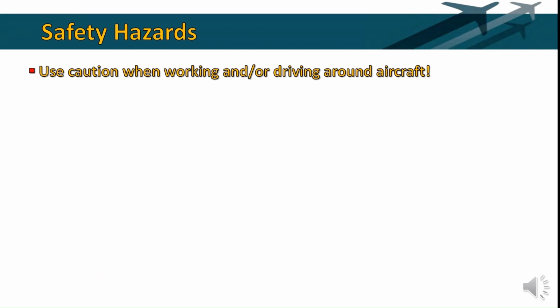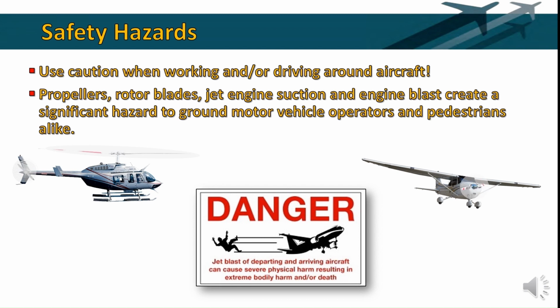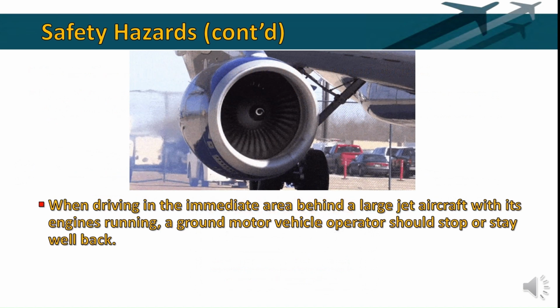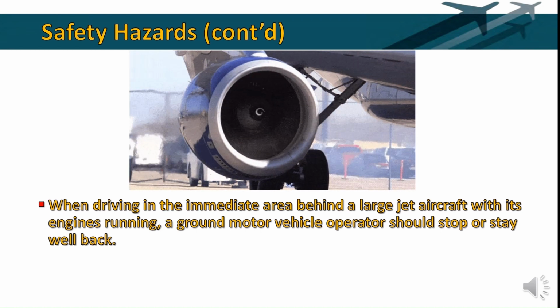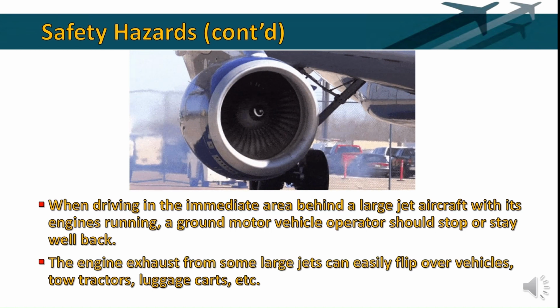Use caution when working and or driving around aircraft. Propellers, rotor blades, jet engine suction, and engine blasts create a significant hazard to ground motor vehicle operators and pedestrians alike. When driving in the immediate area behind a large jet aircraft with its engines running, a ground motor vehicle operator should stop or stay well back. The engine exhaust from some large jets can easily flip over vehicles, tow tractors, luggage carts, etc.